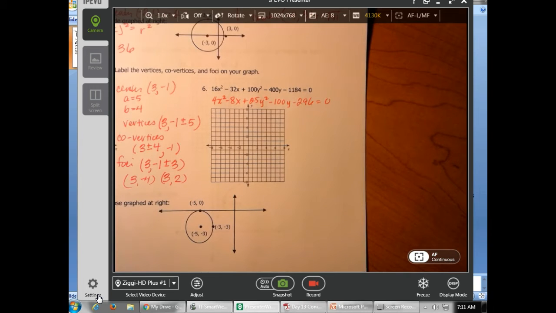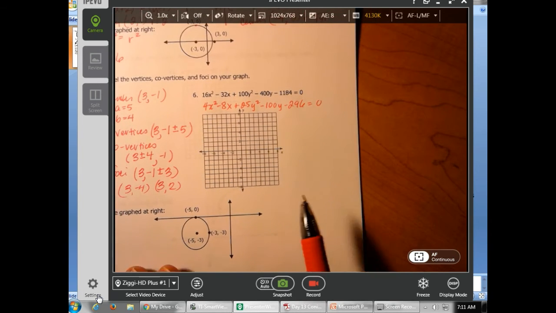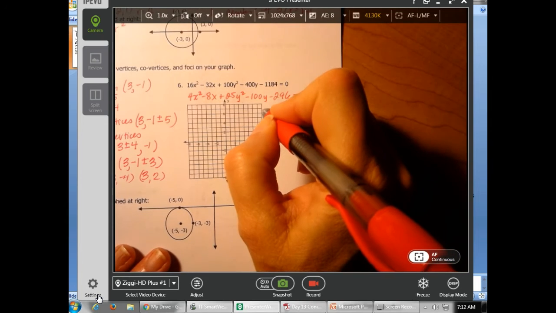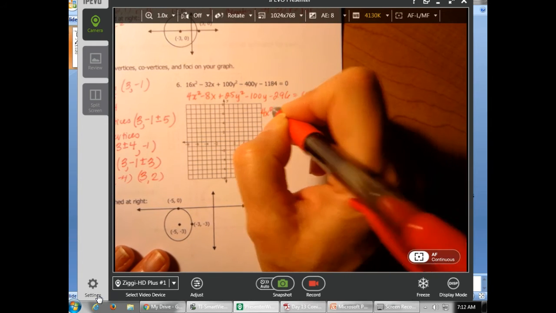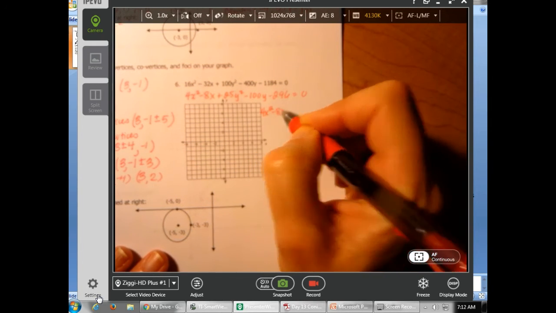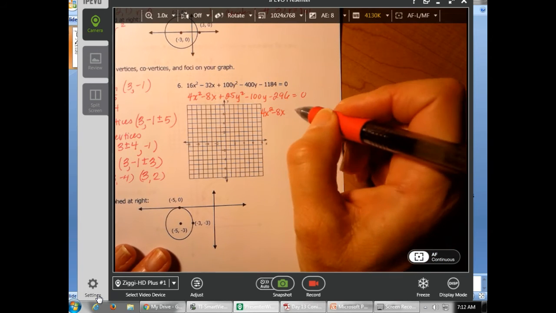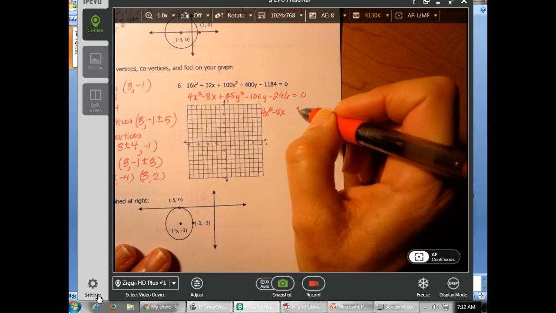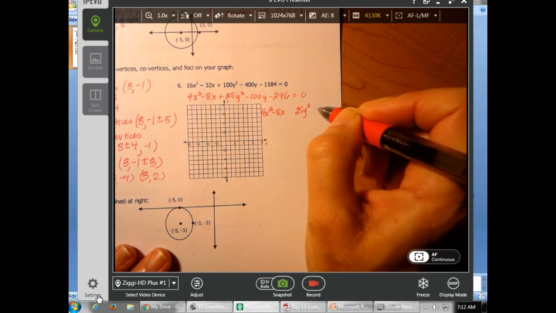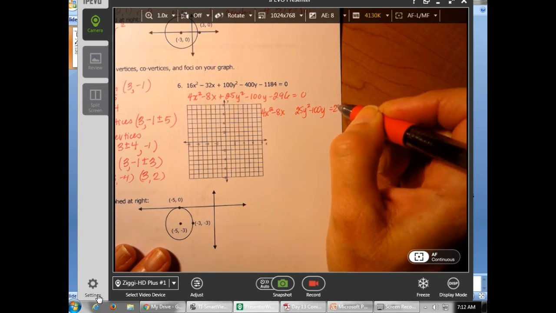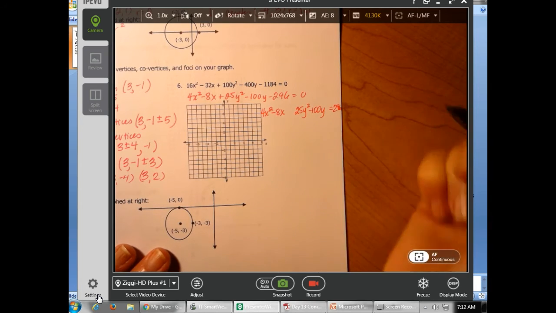Now, so that's going to make our lives a little bit easier. And I'm going to do it like we always do it. I'm going to group my x terms together. So I have 4x squared minus 8x. And in just a minute, I'll kind of deal with that. And then I have 25y squared minus 100y. And then I'm going to add the 296 to the other side. So there's not really much room here, but I'm adding the 296 there.